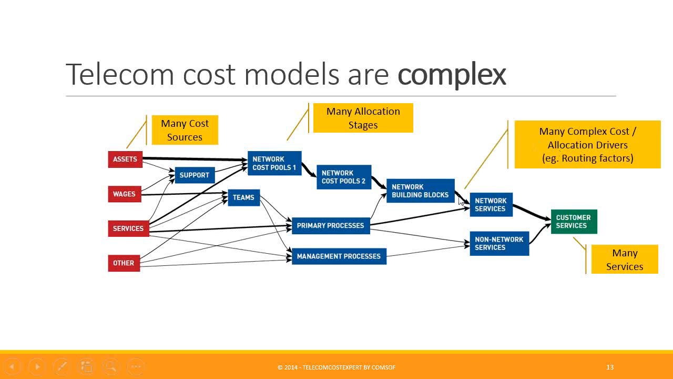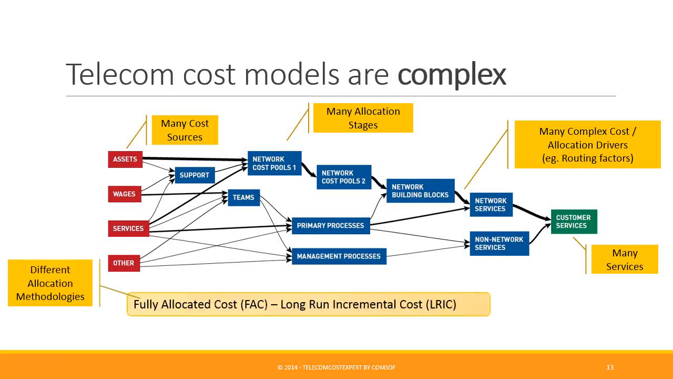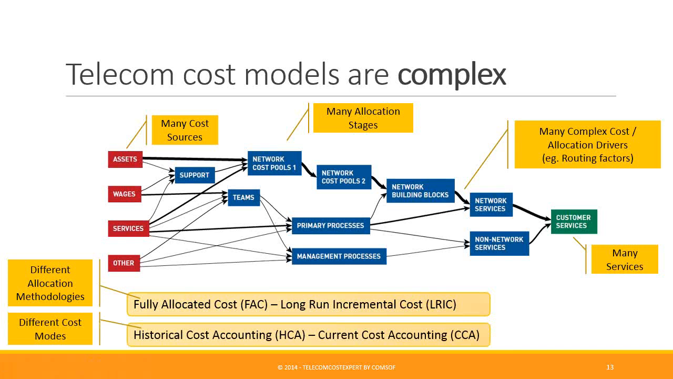And all of the black arrows actually indicate costs that are being allocated from one stage to the next. And this is usually derived from allocation drivers, routing factors, man-hour allocations, and so on. Then if you look at the way that we will start from the cost base, we can have either a fully allocated cost where everything will be derived from the cost base, or you can also look into the LRIC model where you will add a new service and see what will happen in the long run. We also have different ways of looking at the cost model. So we support historical cost accounting and current cost accounting. And of course, if we look at the LRIC model, then you have fixed and variable costs, increments, cost volume relations, and so on. All of these can be modeled and studied in the TelecomCostExpert tool.